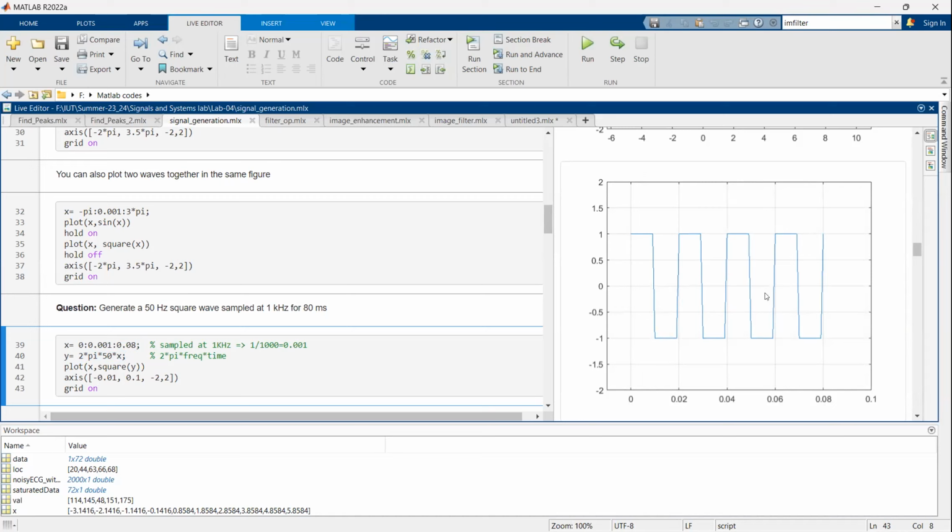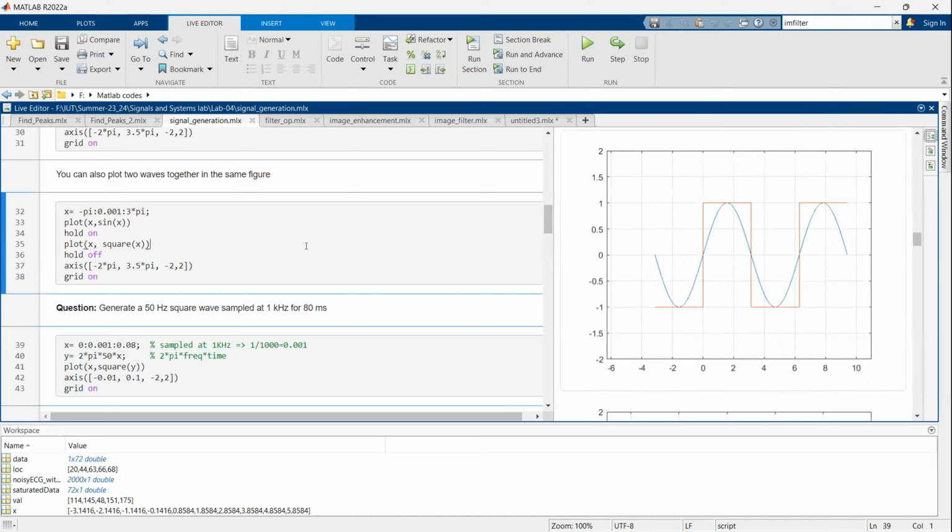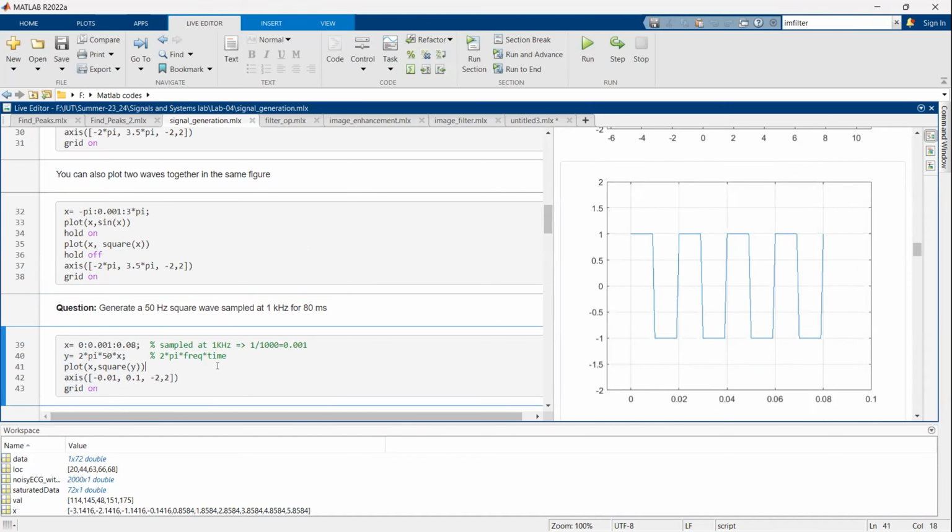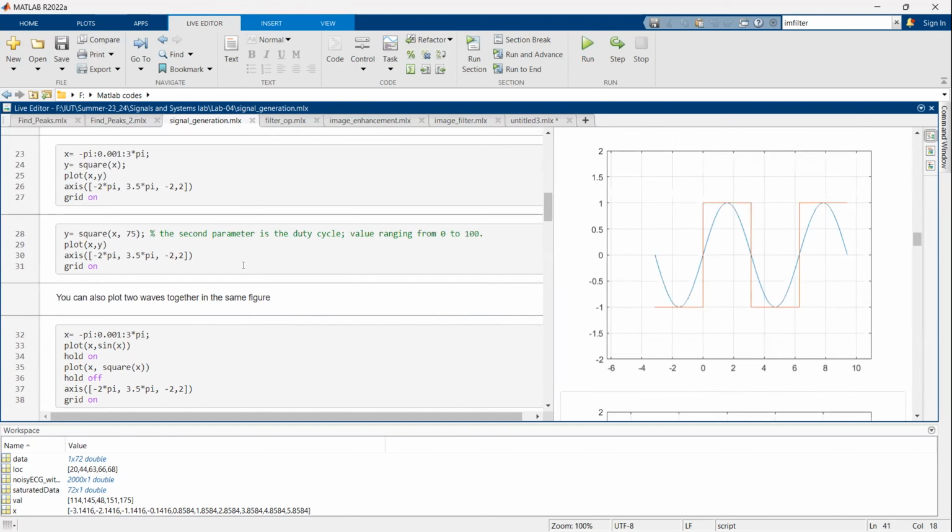Does it look like a full square wave? No. So why do we have this? Why not a full square wave like previously? This one very clearly. Why not this one? Why not that one?